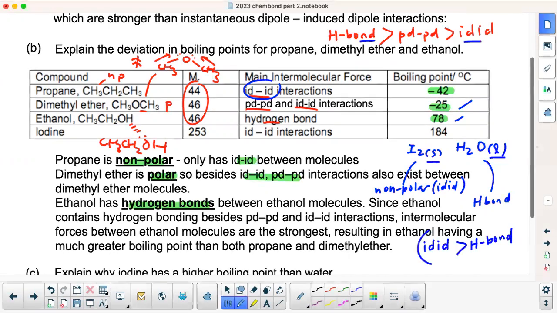ID is dependent on what? The size. Very good. The number of electrons. You know, iodine has how many electrons? Let me count. Iodine has 106 electrons. And water has, oxygen is 8, I think, 8 plus 2. So do you notice that iodine has 10 times more electrons than water? So 10 times more means the ID is so much stronger already. It outweighs the hydrogen bond. So don't think ID can never be stronger than hydrogen bond. It can for a very big molecule.